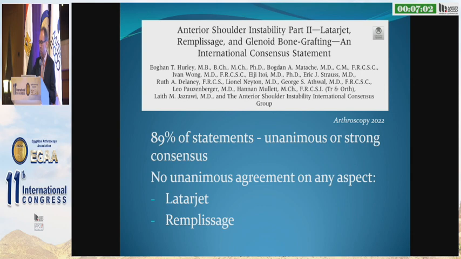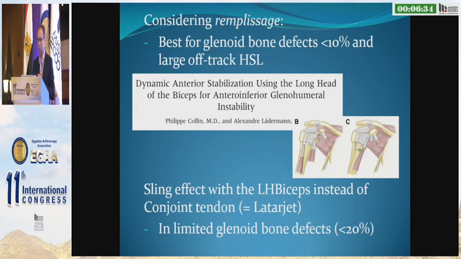Now, this is an interesting recent study as well from a group of experts. They tried to reach a consensus around this topic. And in fact, of all the statements they defined beforehand, they found unanimous or strong consensus in most of the statements, but there was no unanimous agreement on any aspect around the Latarjet or the remplissage. So clearly there's a lot to know about this topic.